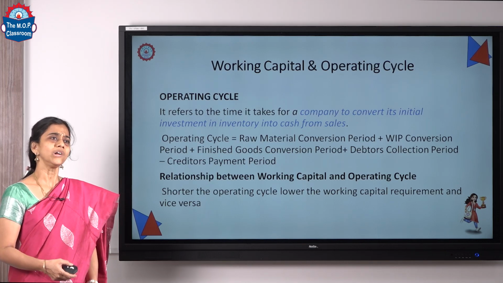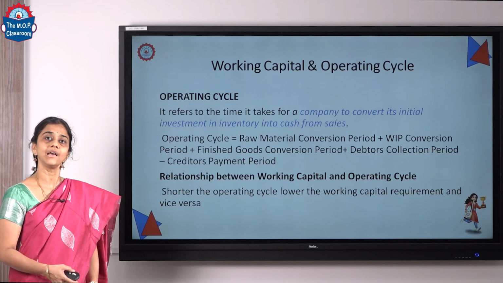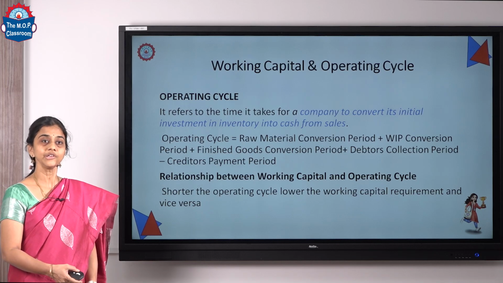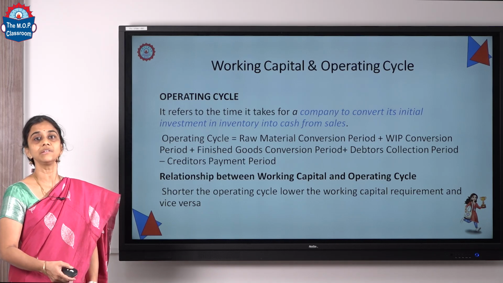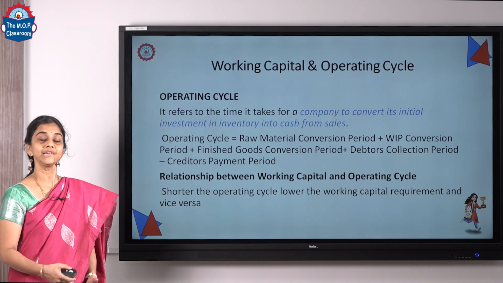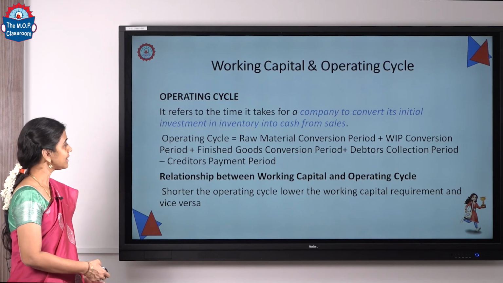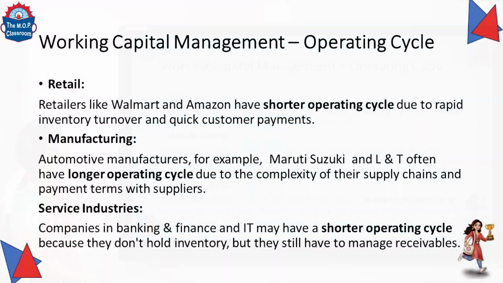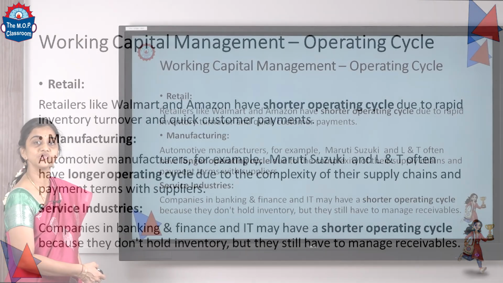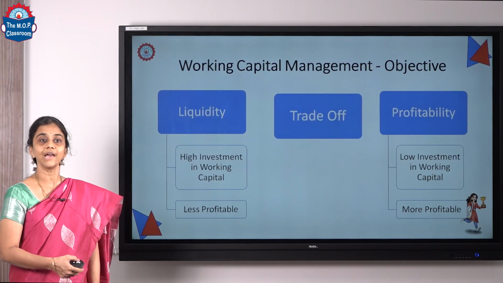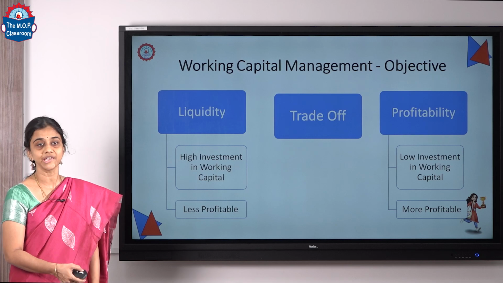Now, what is the connection between operating cycle and working capital? There is a direct relationship. The longer the operating cycle, the higher the working capital requirement, because when the period is long, my money gets blocked for a longer time. So that is the relationship between working capital and operating cycle as shown here. Here I have once again explained it and given examples of different types of industries. So now we have understood what working capital is and the relationship between operating cycle and working capital.